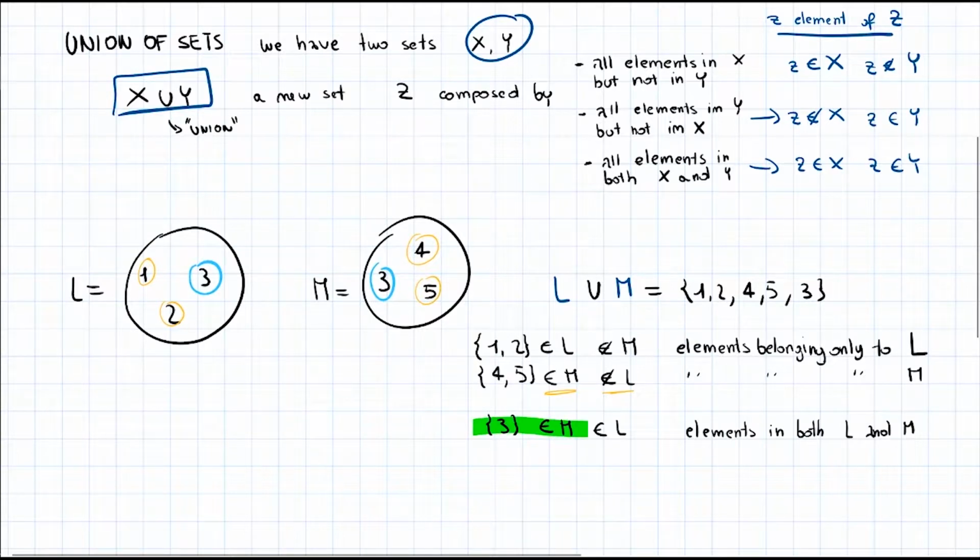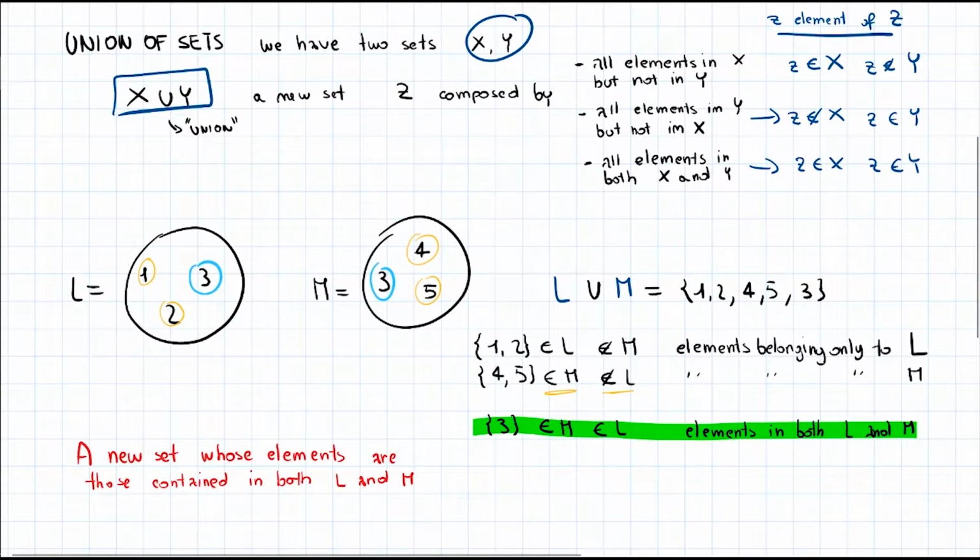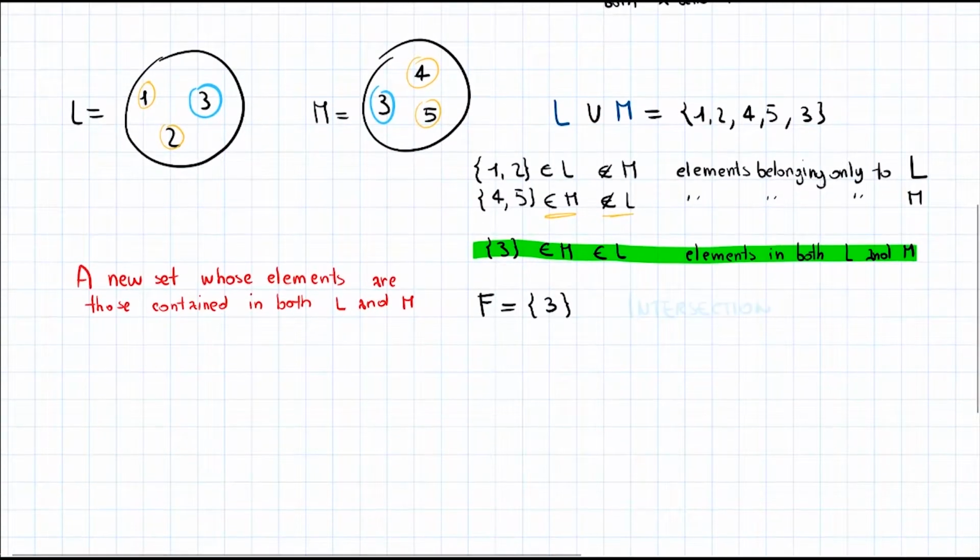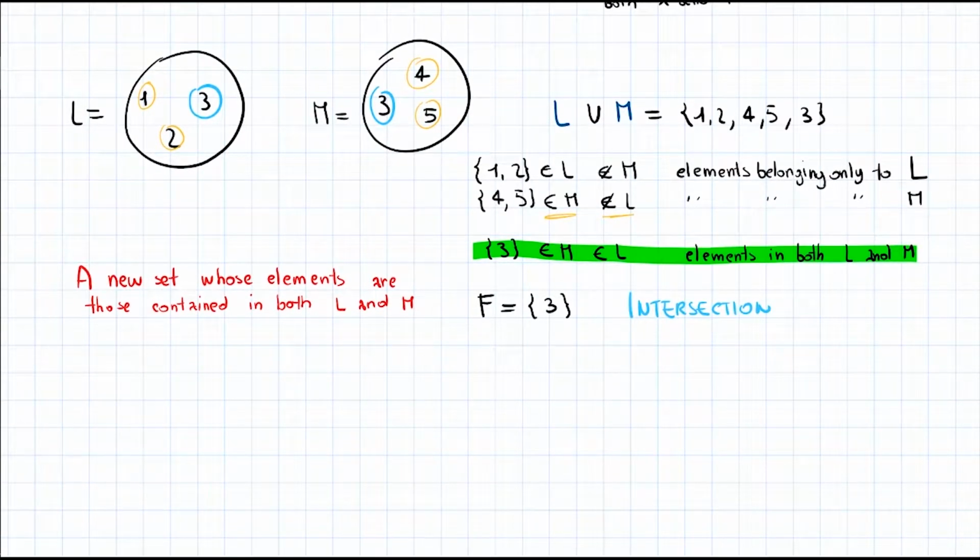Suppose now that we want to take all the elements in both L and M, and we are interested in a set that satisfies only this property. So we want a new set whose elements are those contained in both L and M, and this is the only property that we want to satisfy. This new set that we can call F, for example, is composed by the only element 3. This operation is called intersection.